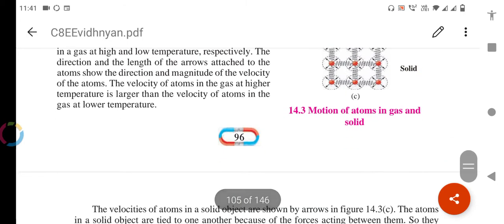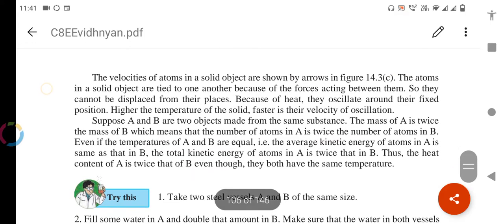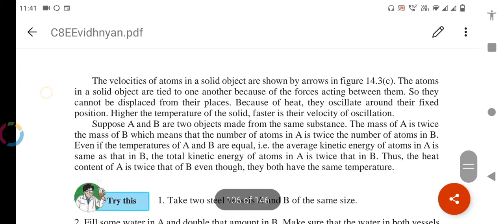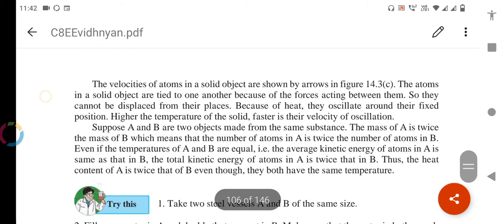अभी देखो, now the velocity of atoms in a solid object are shown by arrows in figure 14.3c.